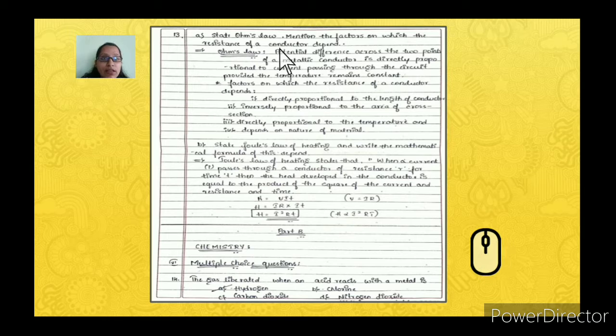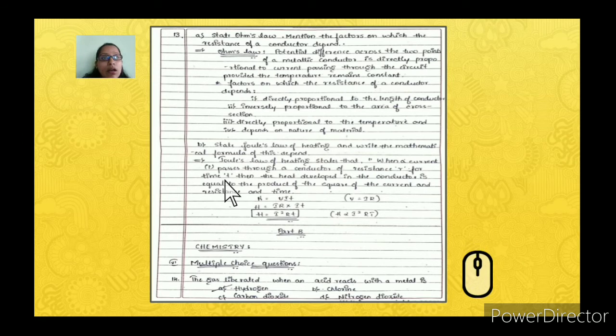Let's see the factors that the resistance of a conductor depends on. The resistance of a conductor is directly proportional to the length of the conductor. It also depends on the temperature. It depends on the nature of the material. Only it is inversely proportional to the area of cross section.